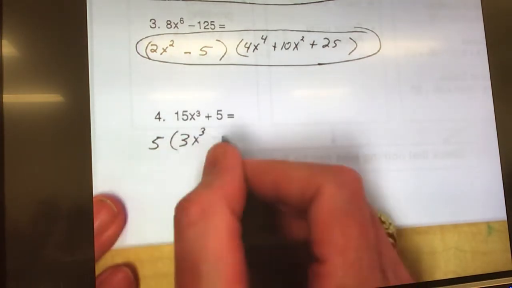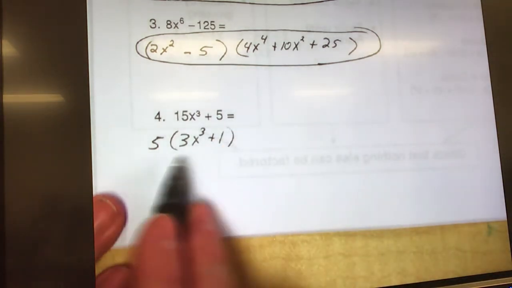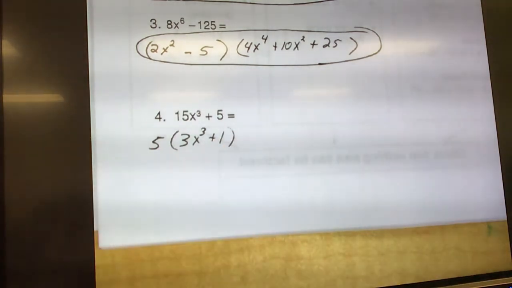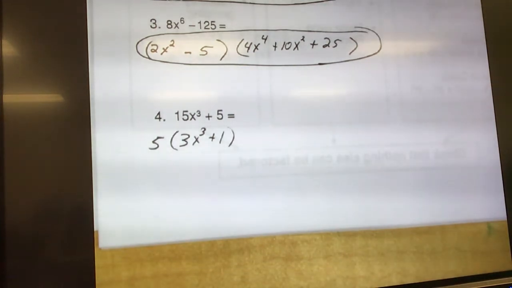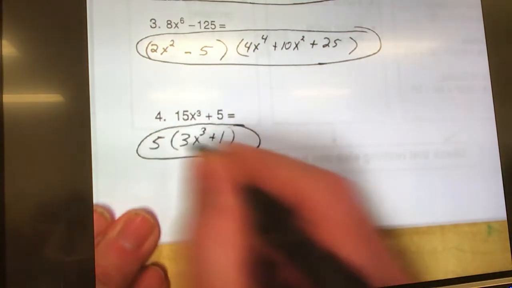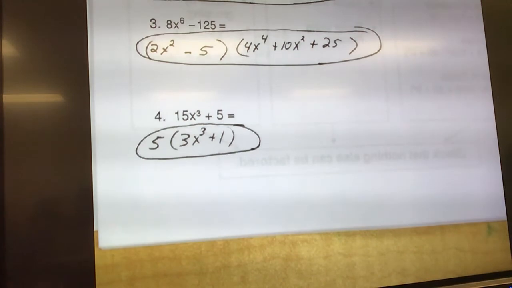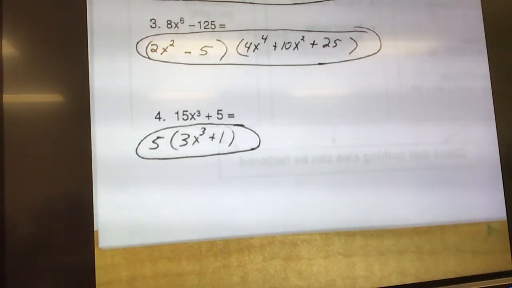5 divided by 5 is? 1. That guy there does not have a cubed root. 3 does not have a cubed root. There's nothing times itself 3 times to give me 3, so that guy is done. It also doesn't have a square root. We also want to look for square roots as well. Okay, ready to move on.